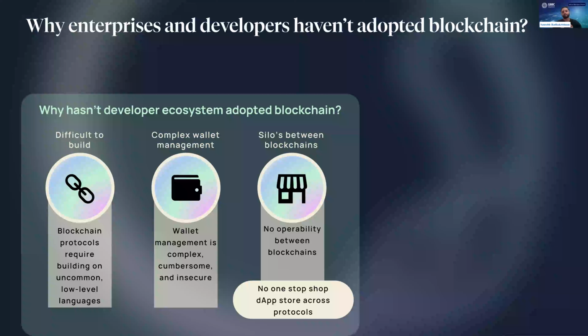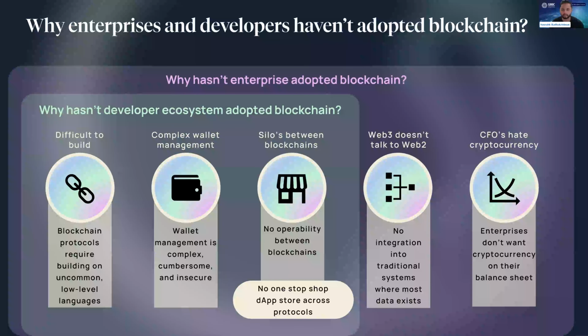And finally, there's silos between blockchains. Different blockchain developers right now have selected a community and said, I am going to build on this blockchain. But to be able to really spread that adoption across communities, blockchains need to be able to talk to each other. And that's just not the case right now. And with that comes the lack of applications that are actually interoperable. Being able to use applications across blockchains would really be a game changer for developers, and that just doesn't exist right now. Now, let's just dive into why enterprises haven't adopted blockchain.